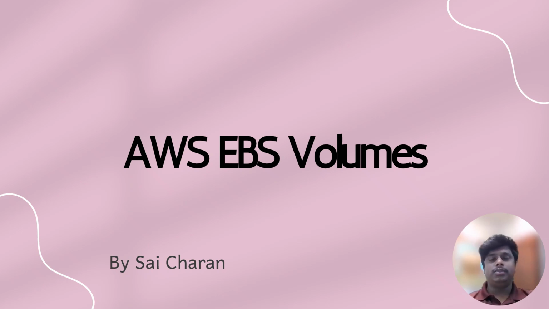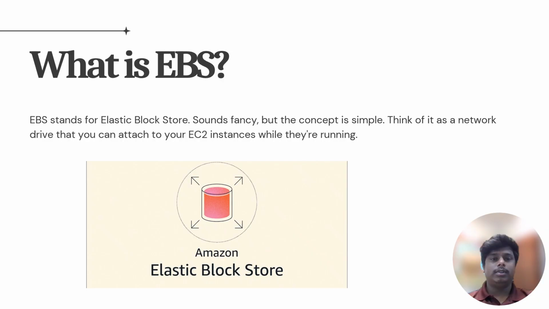In the previous videos, we have seen what AWS EC2 is and how it works, and what the EC2 instances are, and the security and the availability zones of the EC2 server. So now in this video, we are going to learn about AWS EBS volumes, which is a sub part of AWS EC2 instances. So let's get into the video.